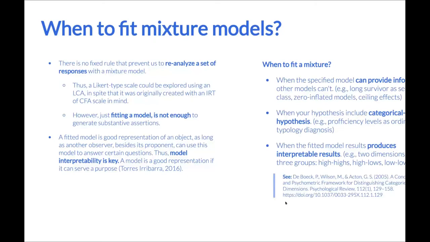So I would say that, in summary, the main three examples in which it is useful to fit a mixture model are when the model can provide you information that the other model can't. And this is the case for long survivors, for serial flight models and ceiling effects, especially when you have a categorical hypothesis. So this is great with proficiency levels as ordinal features, or when you have a typology diagnosis, for example, when you're using indicators for classifying diseases. And it is also especially applicable when, once you see the results, they make sense.